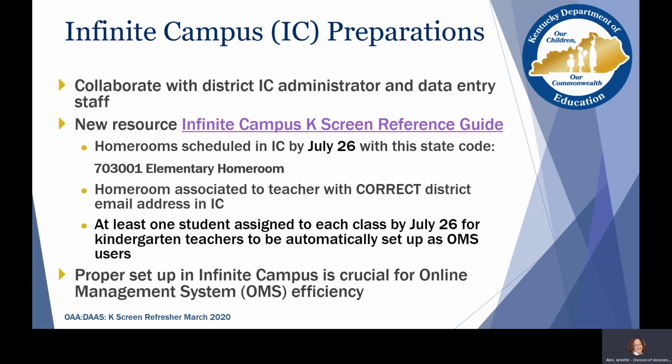You want to make sure that homerooms are scheduled in Infinite Campus by July 26th with this state code, which is 703001, the elementary homeroom. Homeroom should be associated to the teacher with the correct district email address in IC. At least one student assigned to each class by July 26th for kindergarten students. They have to have one student in order to automatically set up in the OMS. And remember that proper setup in Infinite Campus is crucial for the online management system to work effectively.